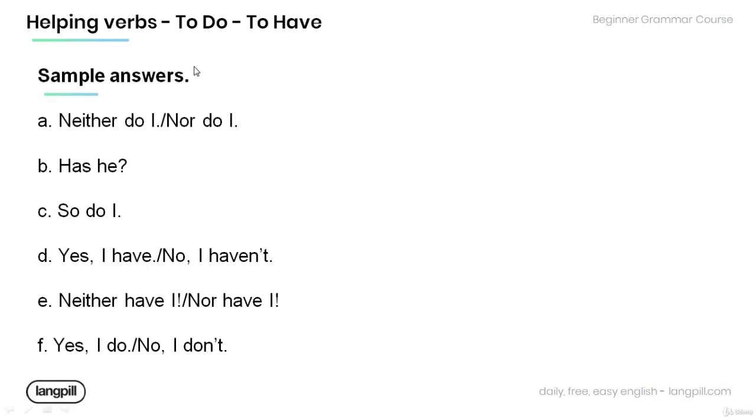Sample answers. Neither do I, nor do I. Has he? So do I. Yes, I have. No, I haven't. Neither have I, nor have I. Yes, I do. No, I don't.